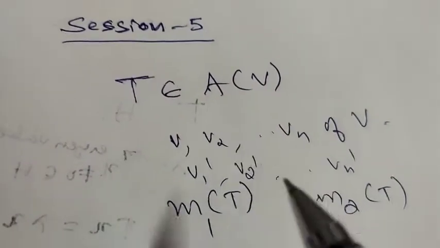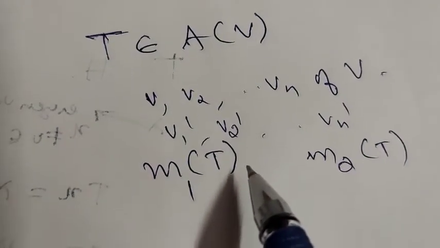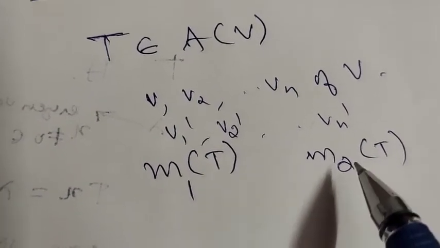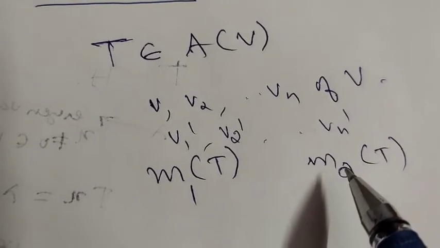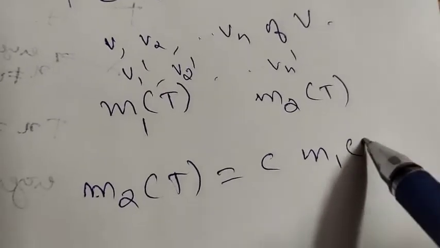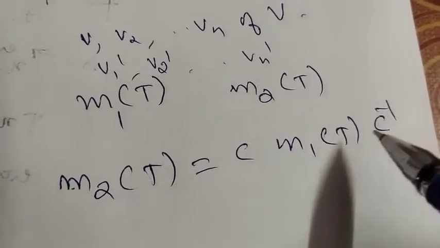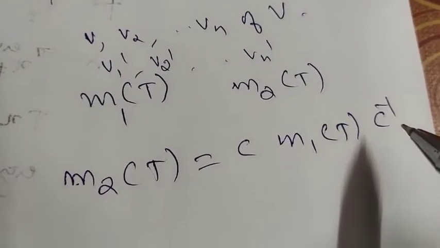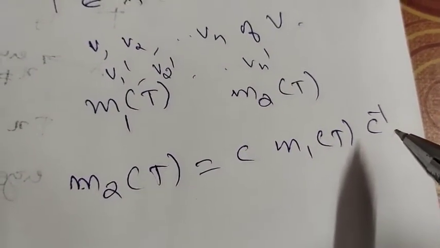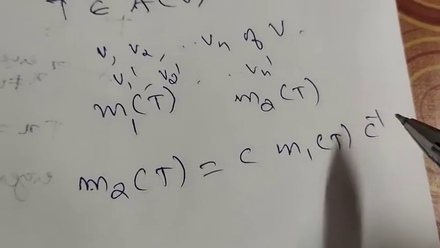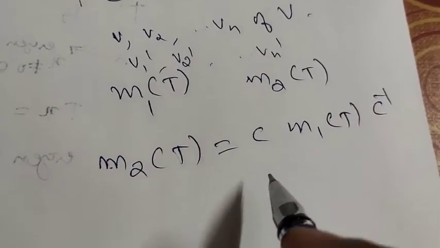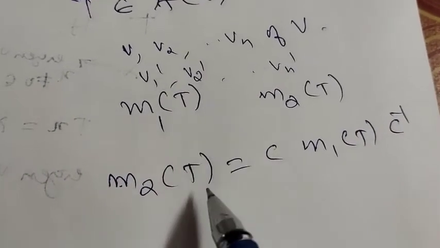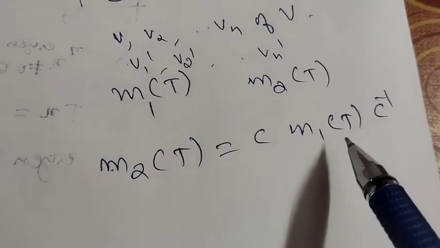Now the question is, is there any relation between these m1 and m2? We have given the relation between these two: m2 of T is equal to C into m1 of T into C inverse, where C is the matrix of change of basis. That theorem we also proved, and we have solved a few problems related to the matrix of linear transformation and the matrix of change of basis.